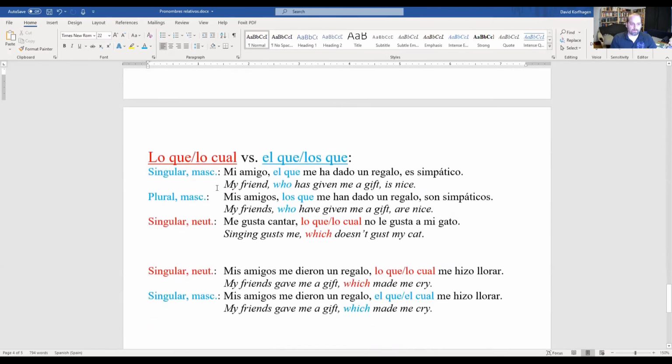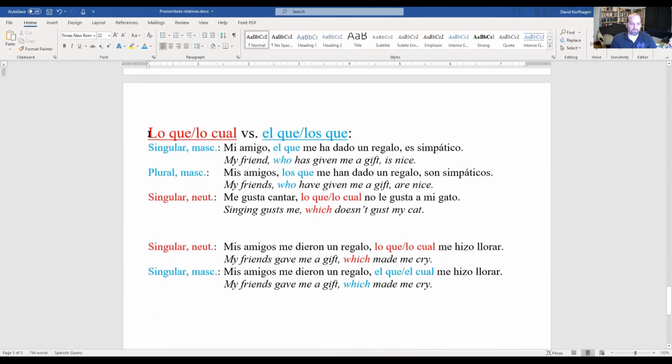And then just another note about lo que and lo cual versus el que and los que. So it's just the masculine ones here. So for example, mi amigo el que me ha dado un regalo es simpático. So my friend, who by the way has given me a gift, is nice, right? So that's masculine. My friend, mi amigo, is masculine. Plural, right? Mis amigos, los que me han dado un regalo son simpáticos. So my friends who have given me a gift, by the way, are nice. So in both those cases, we got something that's masculine, my friend or my friends.